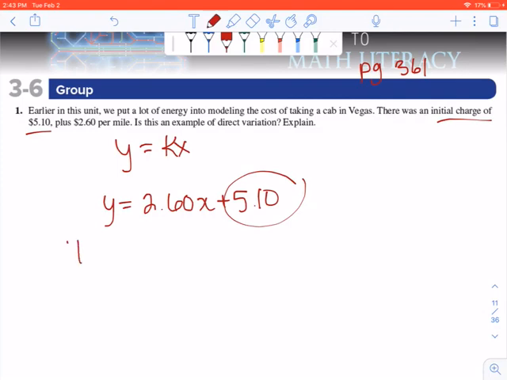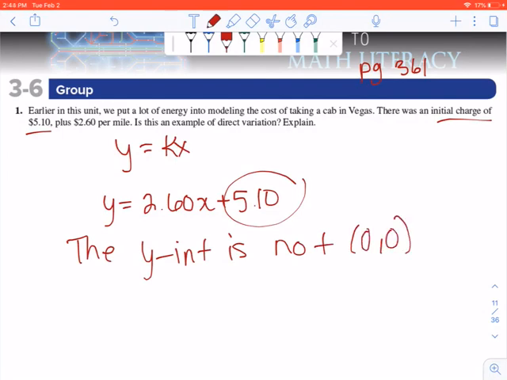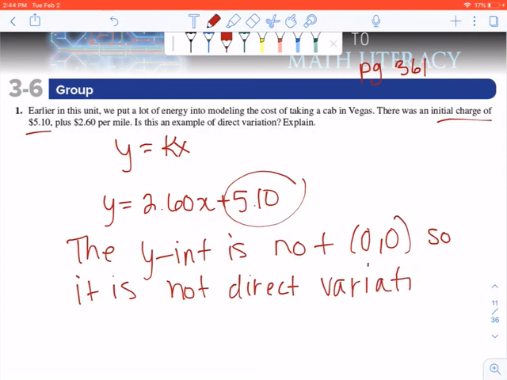So the y-intercept is not (0, 0), so it's not direct variation. Okay, so remember with direct variation, it's in this form where there's no y-intercept. It's just a constant times your variable.